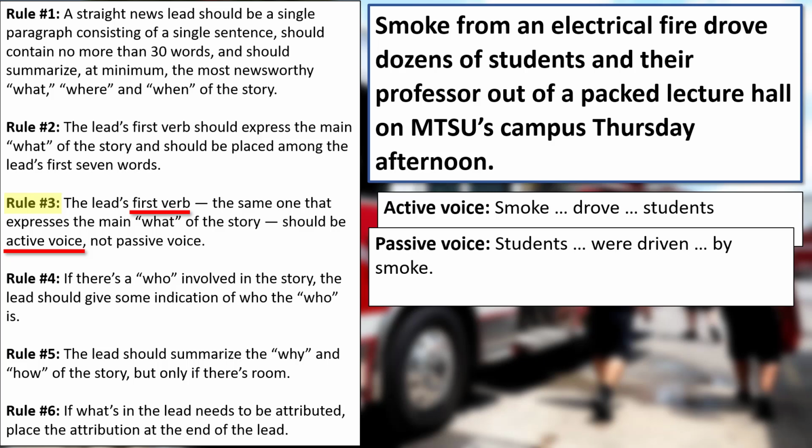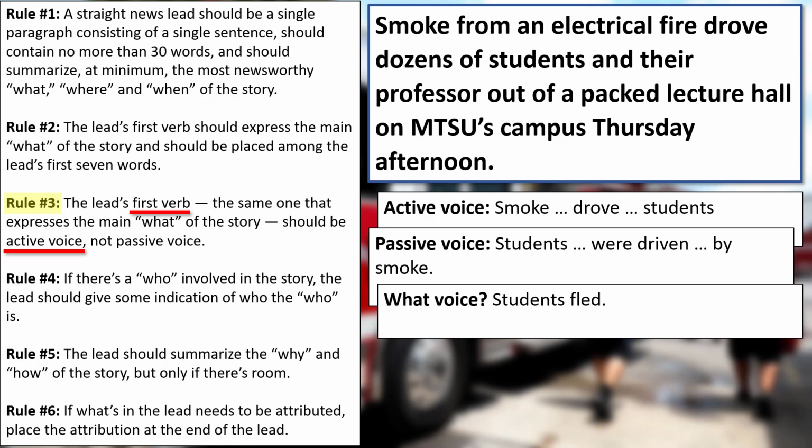Here, for example, would be the passive voice version of what I just said. Instead of "smoke drove students out of the room," "students were driven out of the room by smoke." Do you see here how the verb is "were driven" and its subject, students? The verb is saying that the students were acted upon. They had something done to them by some third party or force or object in the sentence. And in this case, it's smoke. So students were driven out of the room by the smoke.